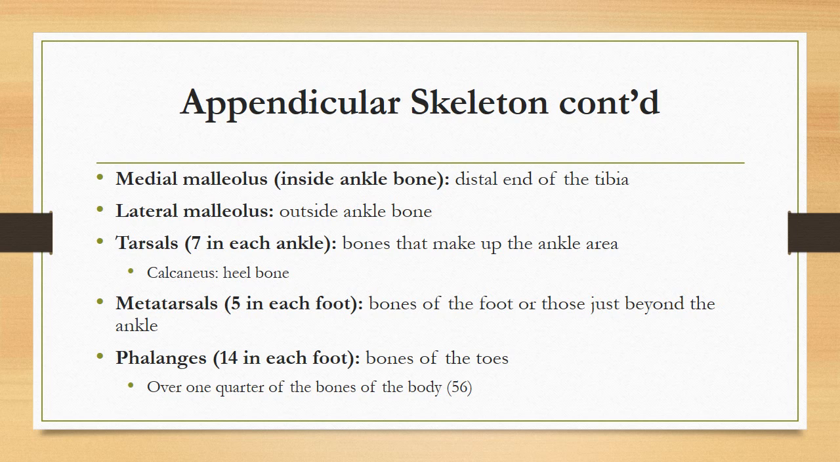You have your metatarsals, 5 in each foot. And they're the bones of the foot, just beyond the ankle. Your phalanges, of course, remember we had those in the hand, so you have 14 in each foot. They're your toes. One thing to note is over 1/4 of the bones in the body are phalanges, 56 of them.